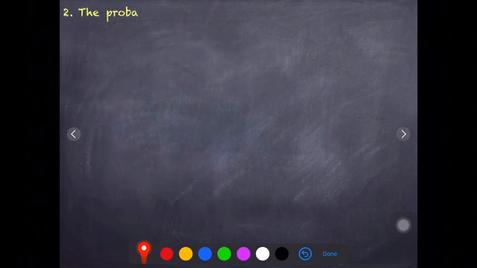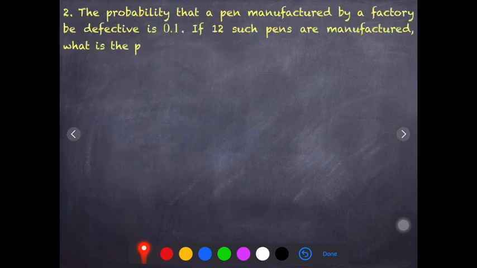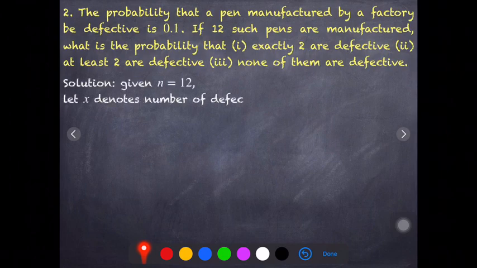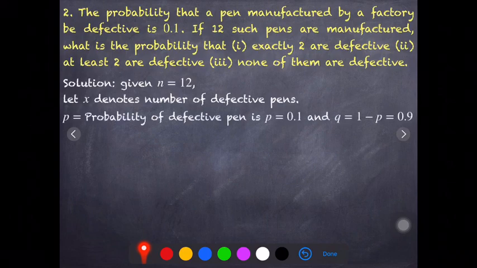Now the second question: the probability that a pen manufactured by a factory is defective is 0.1. If 12 such pens are manufactured, what is the probability that exactly 2 are defective, at least 2 are defective, and none of them are defective? Write down the value of n first: there are 12 such pens, so n is equal to 12 and x denotes the number of defective pens. Therefore p is the probability of a defective pen, given as 0.1, and q is equal to 1 minus p, that is 0.9.